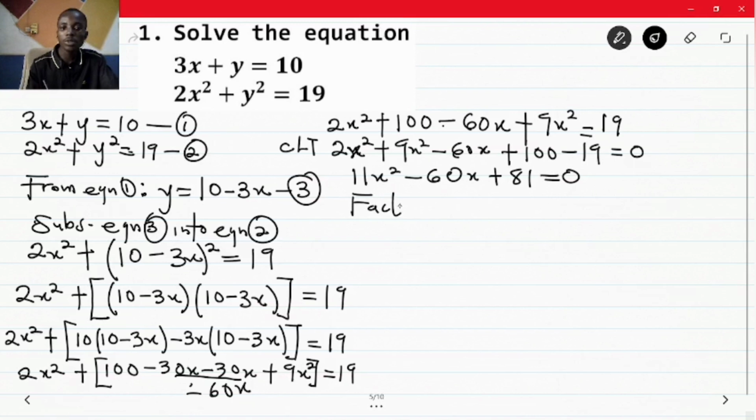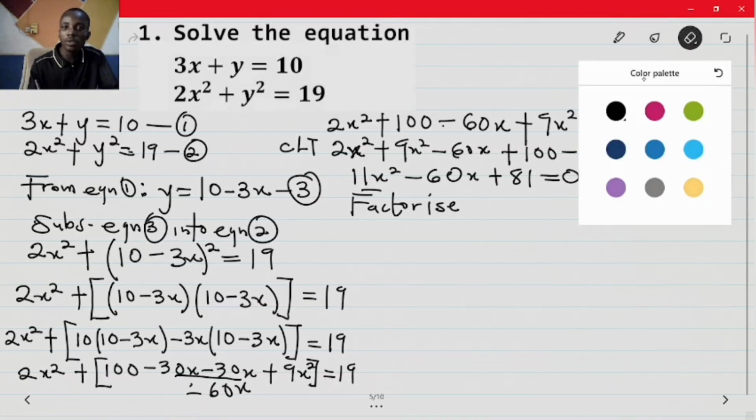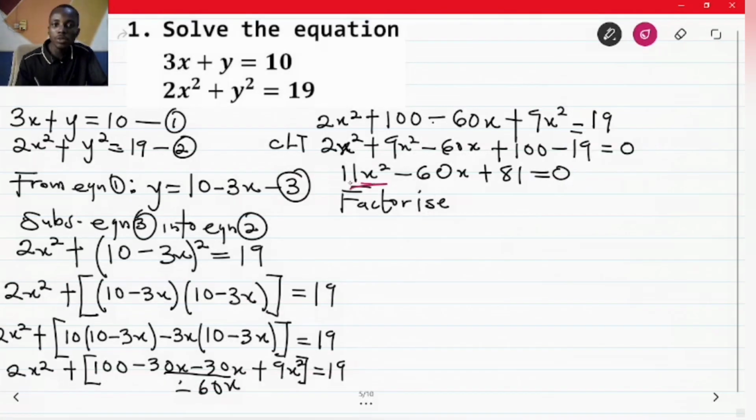That's the method I will use here. I'll factorize this equation. Okay, so I'll factorize this: 11x squared minus 60x plus 81 equals 0. So I'll bring these two out, 11x and 81.